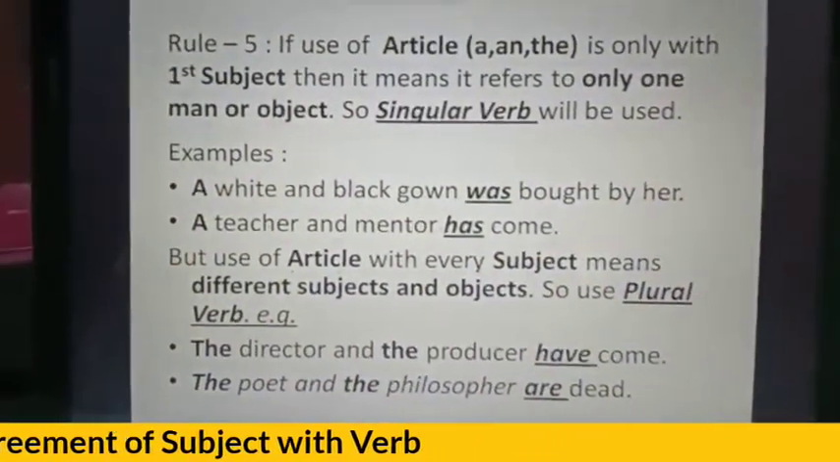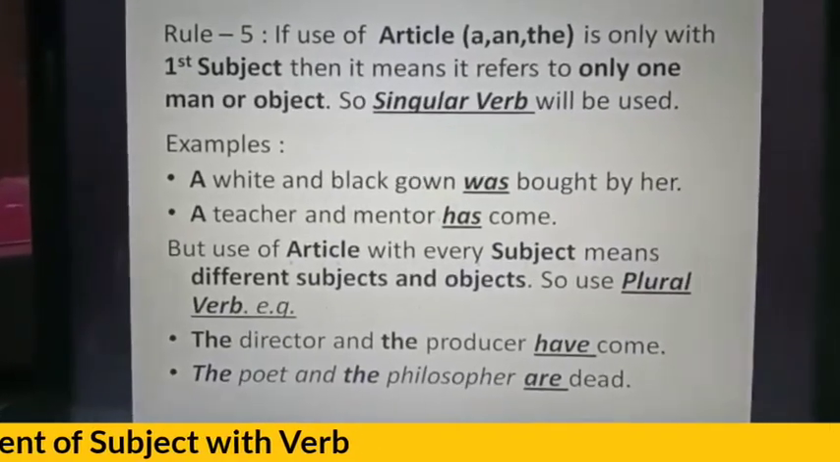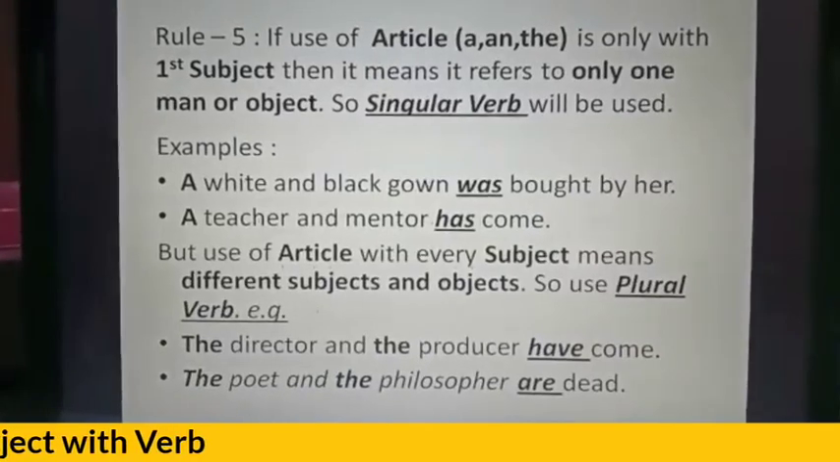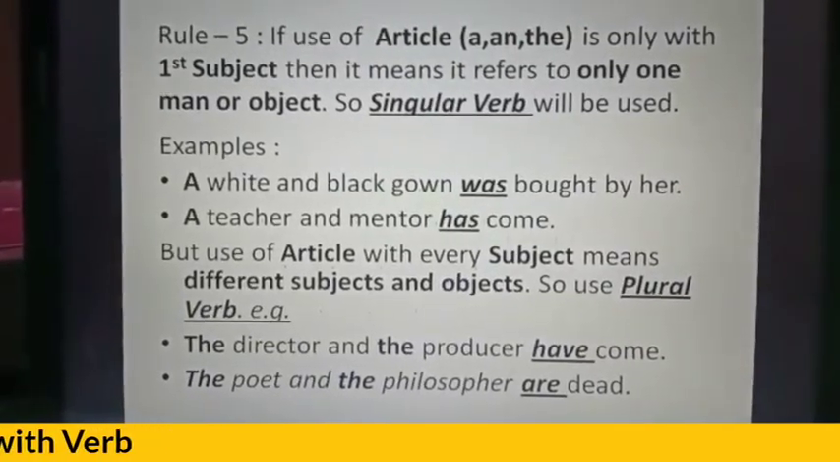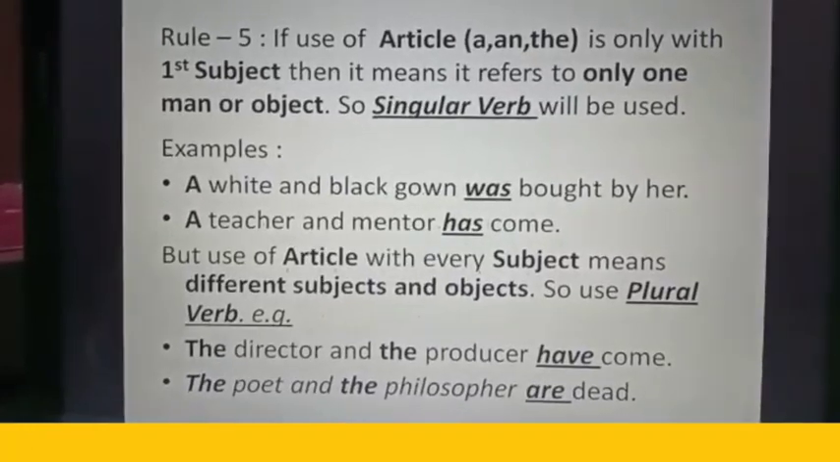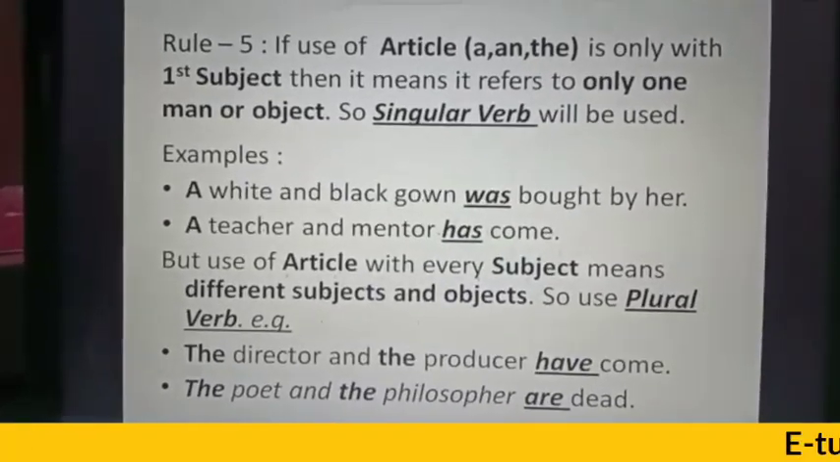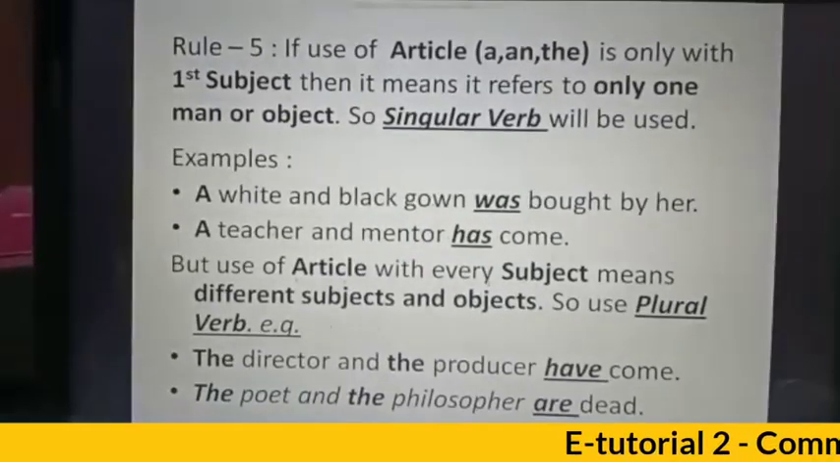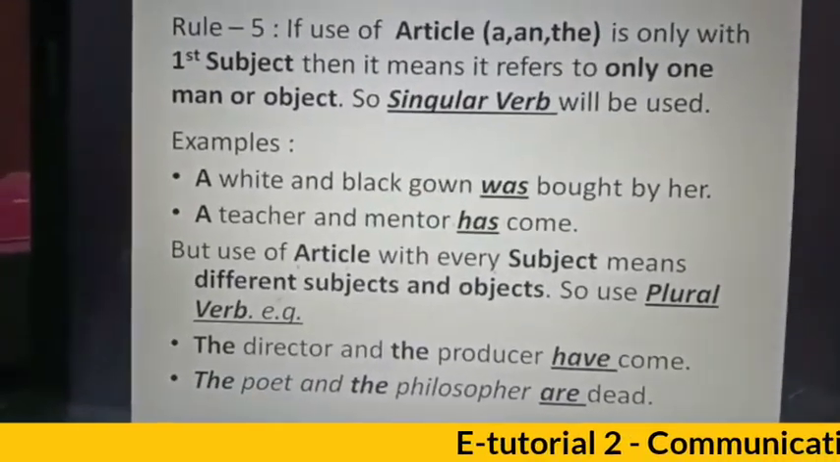If there are two or more than two subjects in a sentence and the use of article is just before one subject, then that sentence refers to only one person or one object. But on the contrary, if each subject has an article, then that sentence refers to different persons and different objects. This can be explained with the help of an example.